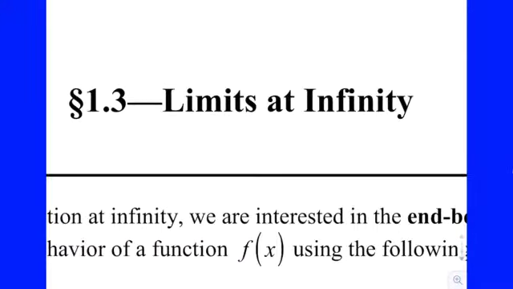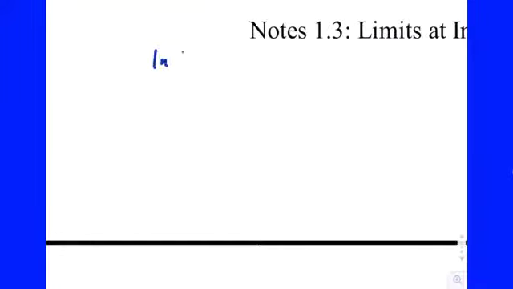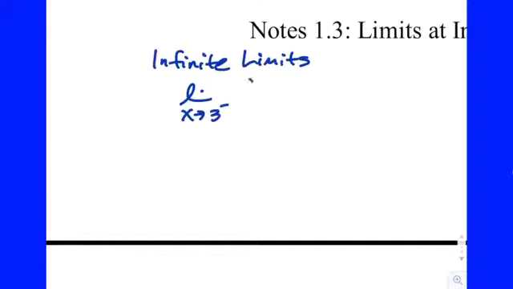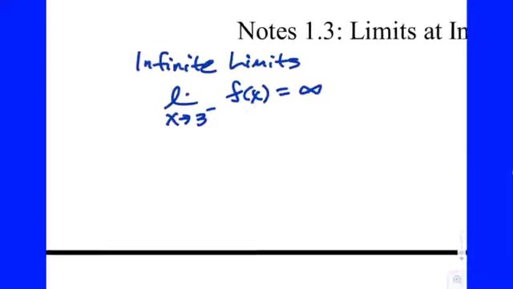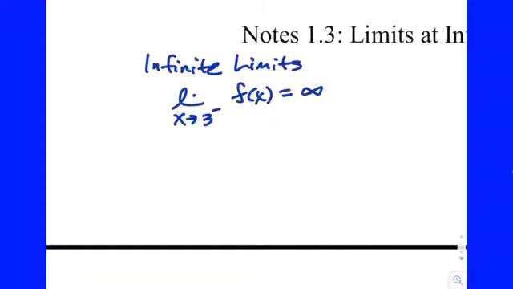All right, so limits at infinity is different from infinite limits, okay? Infinite limits are going to be something like the limit as x goes to 3 from the left-hand side of f of x equals infinity. That is an infinite limit. What do we know about the graph of f of x at x equals 3 based on that? The consequence is that f has a vertical asymptote at x equals 3. So that's an infinite limit, when the y values increase or decrease without bound.